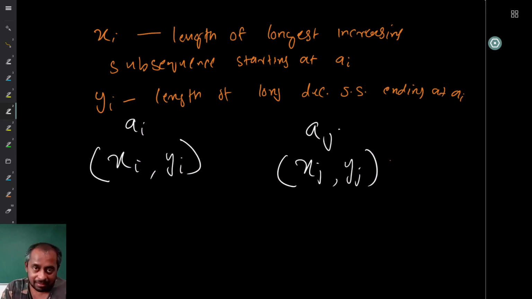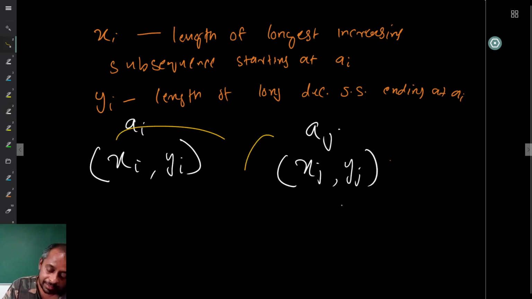Now when I go to aj, what happens? Suppose xi does not increase, then yj will increase because the numbers are distinct. If xi does not increase, that means that the number is going to be smaller, so therefore yj will increase. Otherwise, if yj doesn't change, then xi will change. One of them will change. Because of this, as ordered pairs, they will never be equal.